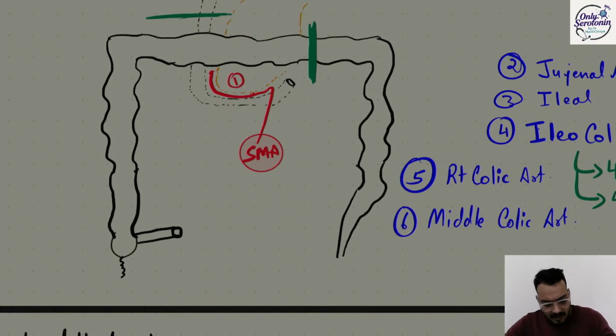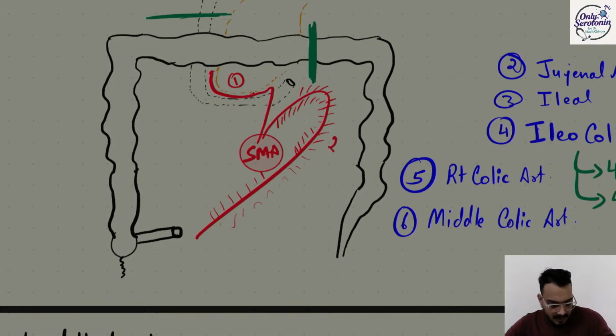This is my first artery, that is the inferior pancreatico-duodenal artery. Then I have the jejunal and ileal arteries. Both of them are supplied by one branch only, but when it is supplying the jejunum, we call it the jejunal artery. When it is supplying the ileum, we call it the ileal arteries. So this is my second and third branch.